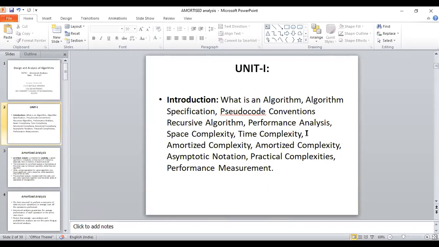So when we say time complexity, what are the important notations? In asymptotic notations, we have big O notation, big theta notation, and big omega notation. Big O notation works as an upper bound, whereas big omega notation works as a lower bound. So we have the various notations regarding practical complexities and performance measurement. Performance measurement is also completed. That one we will see later.